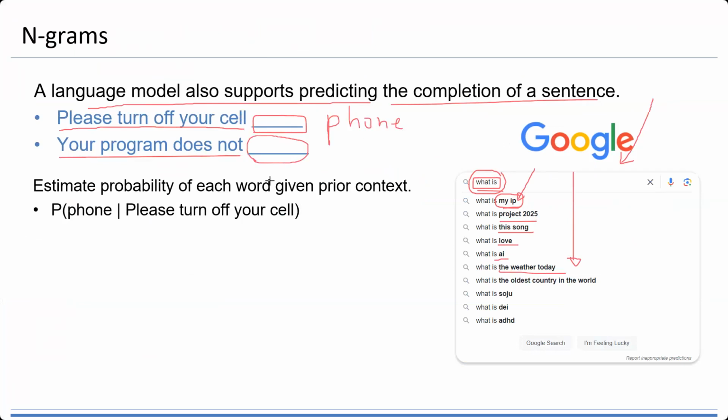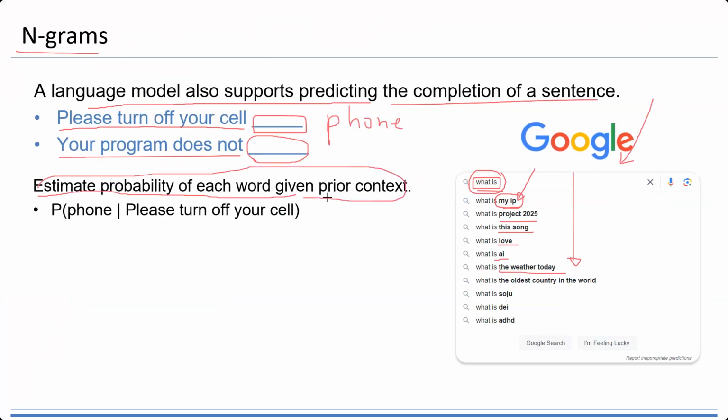There are many possibilities. Okay? We can say your program does not run. Your program does not work. Your program does not proceed, and many things. So we will check about the probabilities, and we can use the n-grams. It means we can estimate the probability of each word given the prior context.